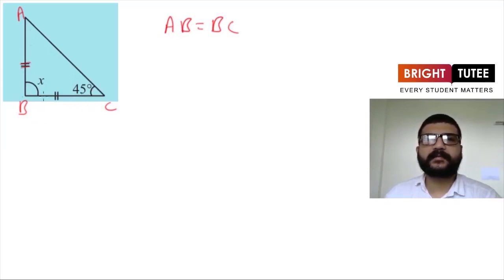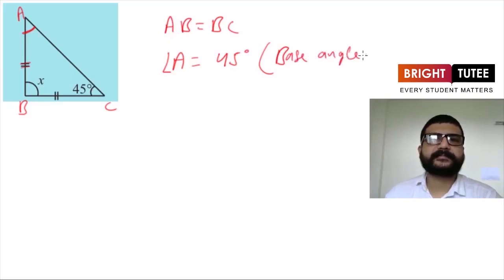Now see here, AB is equal to BC. What is the angle opposite to AB? It is 45 degrees. And what about the angle opposite to BC? It is angle A. This angle is 45 degrees now. Now we have angle A is equal to 45 degrees, and in the reason we can write base angles of an isosceles triangle. Now angle A is 45 degrees, angle C is 45 degrees. What can we say about angle B, which is x here?